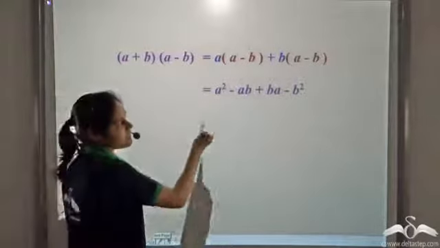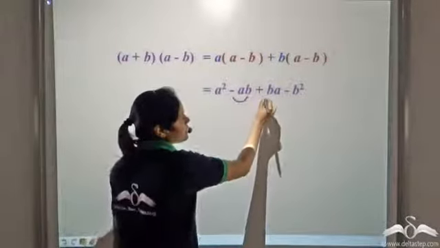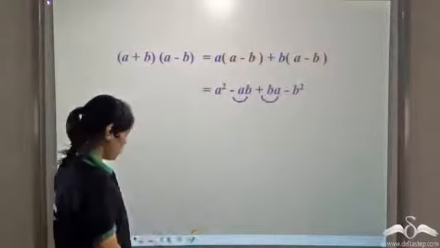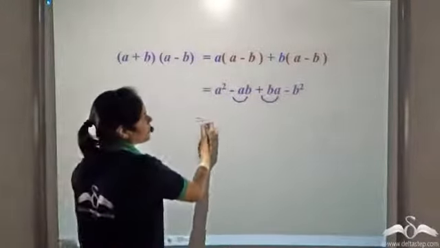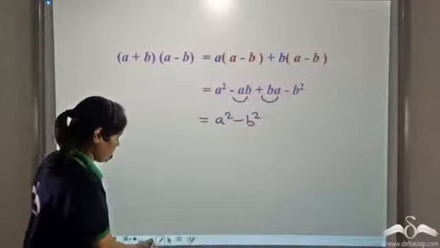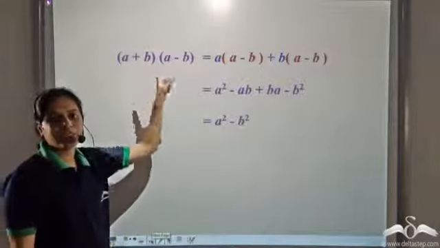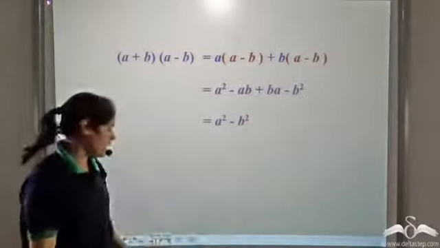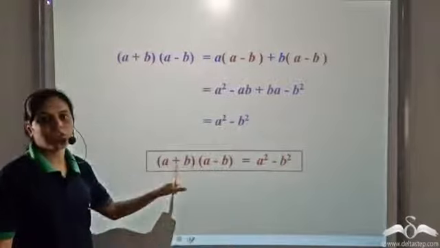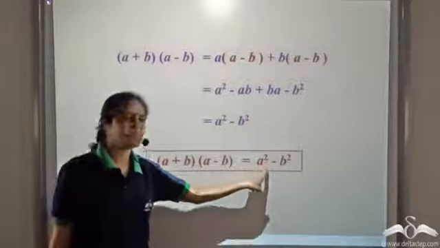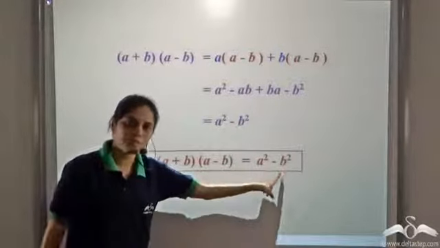Now we see that this is negative AB, this is plus BA, these are like terms, they cancel out and we get A square minus B square. So we have A plus B into A minus B as A square minus B square. This is a special identity. A plus B into A minus B is equal to A square minus B square.